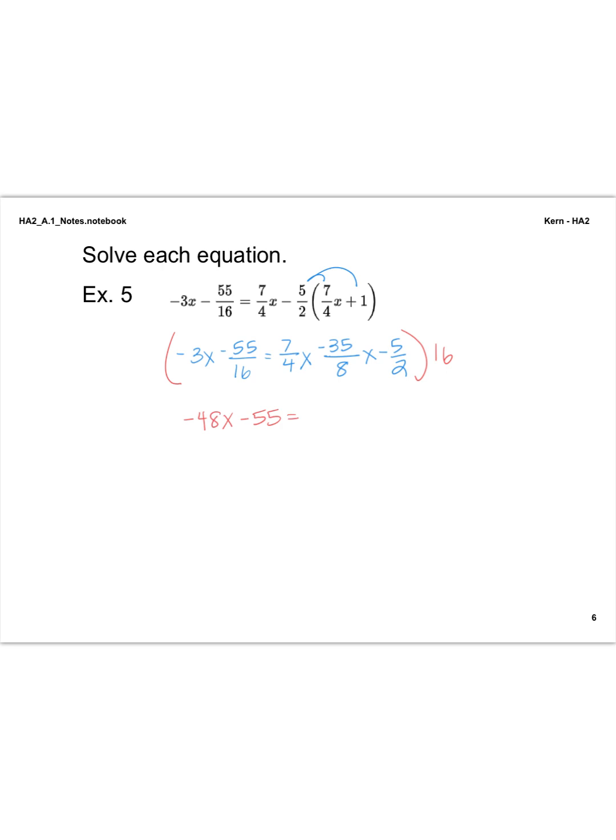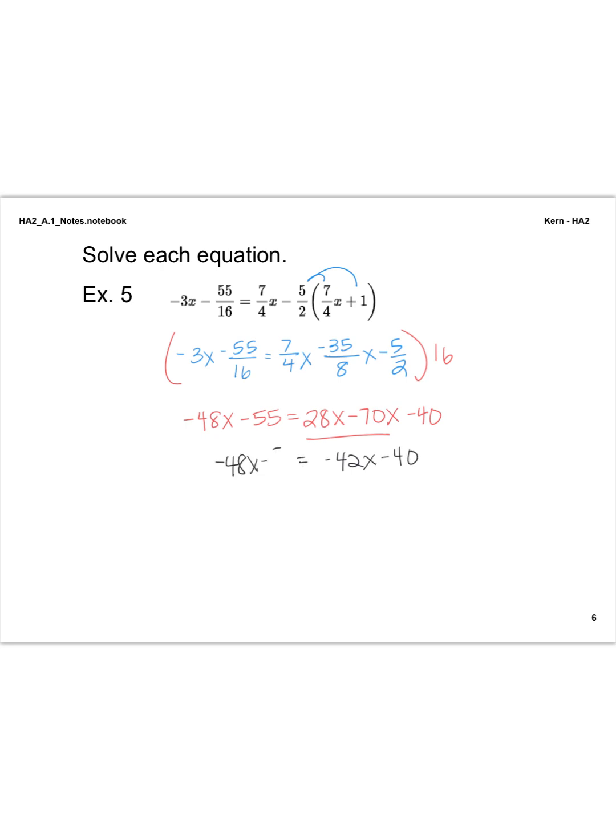So 7/4 x times 16. 16 divided by 4 is 4. And then 7 times 4 is 28. So this is 28x. You can use your calculator as well. 35 over 8. So 16 divided by 8 is 2. And then 35 times 2 is 70. So we have minus 70x. And then 16 divided by 2 is 8. 5 times 8 is 40. So this is a minus 40. I'm going to combine these two. 28 and negative 70 is negative 42.